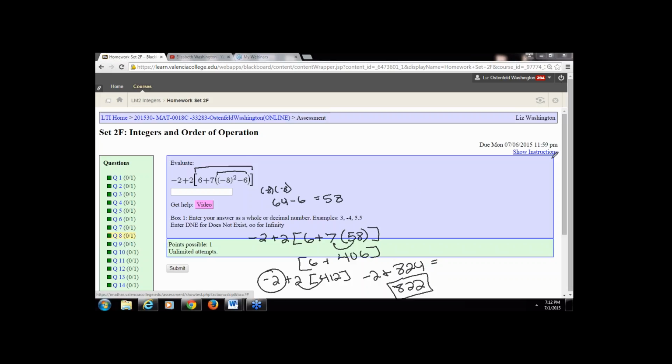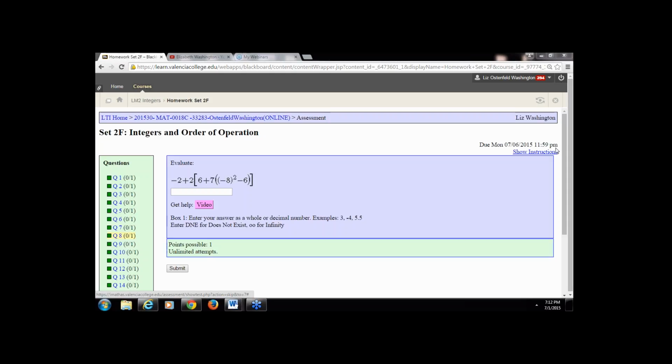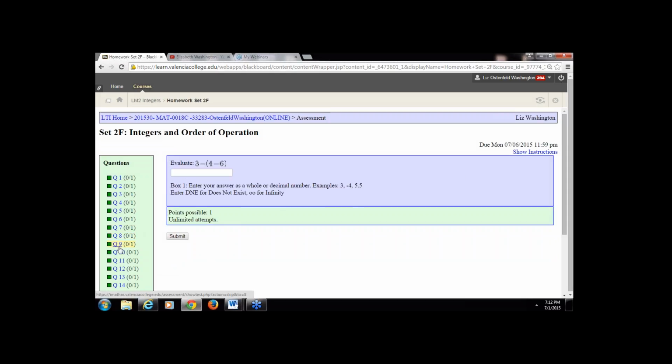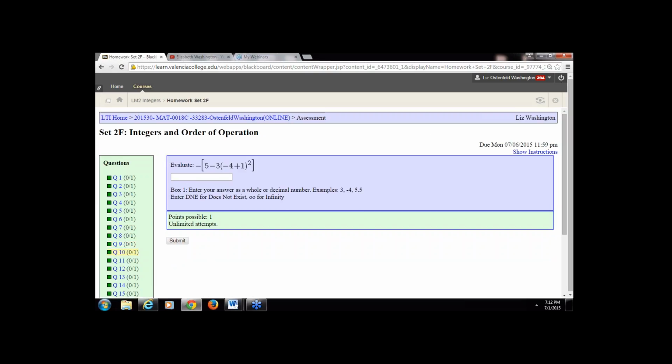Okay. I'm just going to keep it moving. Let's see what these look like. It's pretty much the same as what we did before. Let's go ahead and do this one. So again, we have brackets, but then we also have parentheses inside.